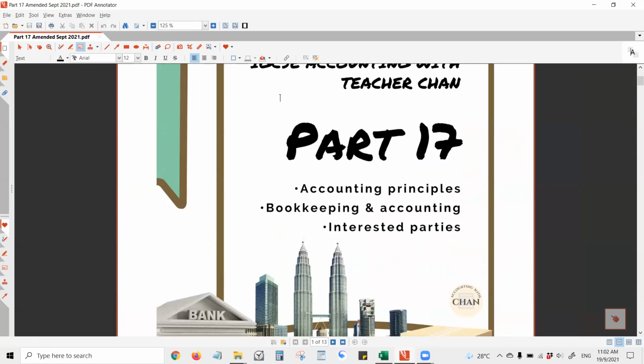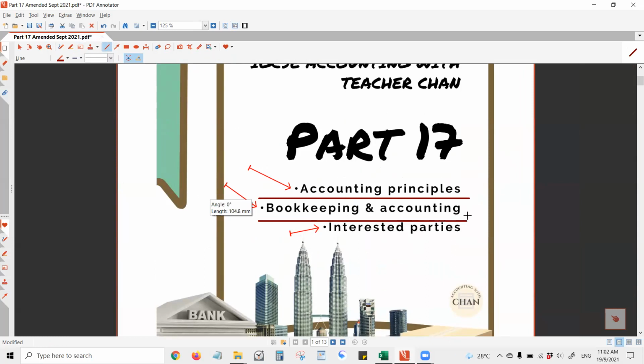So there are three things in total in this part 17. Three things in total you have to know: accounting principles, bookkeeping and accounting, and lastly, interested parties. Okay, they are not related to one another. These three topics are independent.